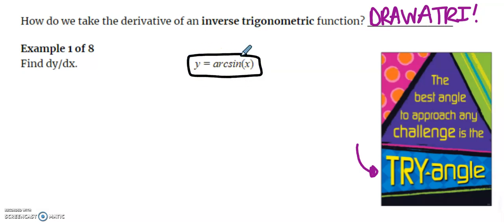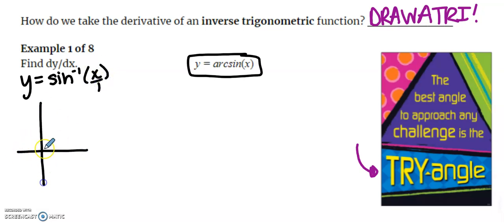So let's start with this fact: y equals arcsine of x, arcsine being the same thing, of course, as sine inverse. If y is equal to sine inverse, that means y is an angle whose sine value is x, technically over 1. So I'm going to draw a picture. Sine inverse needs to be in either the first or the fourth quadrant. I'm going to choose to assume positivity here.